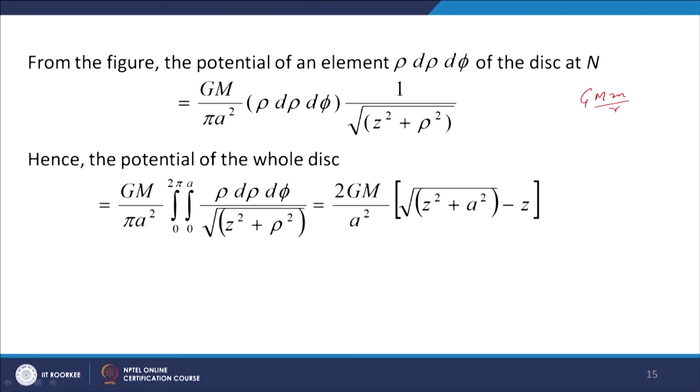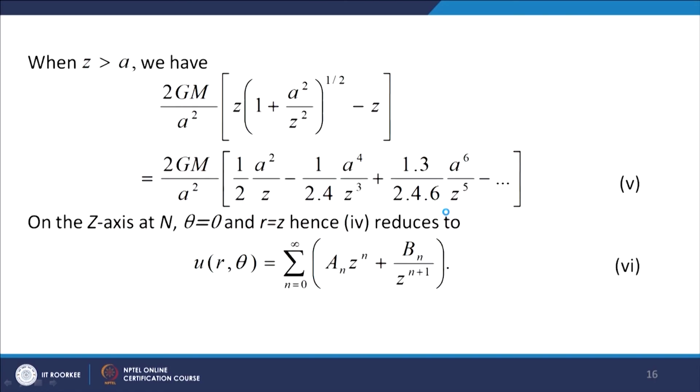Let us look at this expression. Under root z square plus a square, if z is greater than a, can be written as a times under root 1 plus a square by z square, to the power half. Then we can write its binomial expansion and we get 2 GM by a square times [1 by 2 a square by z minus 1 by 2 into 4 a 4 by z cube, 1 into 3 by 2 4, 6 a to the power 6 upon z to the power 5] and so on, on the z axis at the point n.